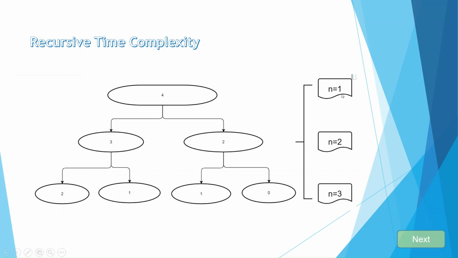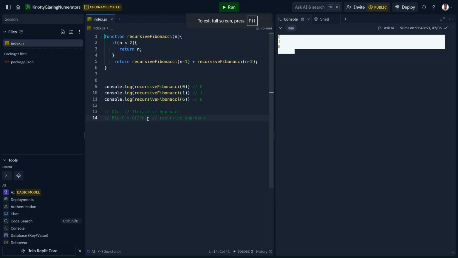If you go to a level chart, you can see that on each level the number of calls doubles. First level is 1, second level is 2, third level is 4, which is 2 to the power 0, 2 to the power 1 and 2 to the power 2. So it doubles on each level: 1, 2, 4, 8, 16. Because this is a recursive approach, the complexity is O of 2 to the power n. This is how we can calculate the big O notation for this.